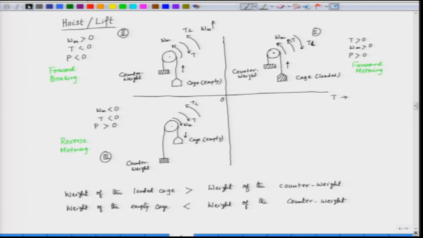Let us see the fourth quadrant. In the fourth quadrant we have this pulley, and what we are trying to do here is lower a loaded cage. The cage is now not empty, but loaded, and this is a counterweight. So, this is the cage which is loaded and this is the counterweight.